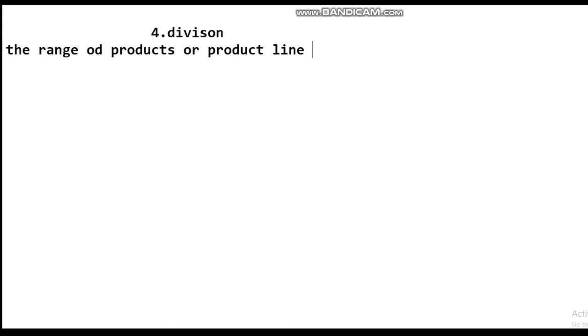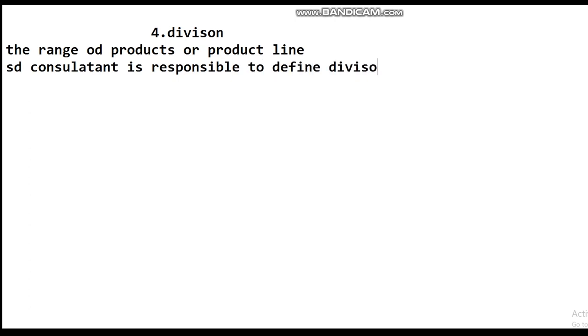So who is responsible to define a division? The SD consultant is responsible to define the division. Division is simply what products you are making in your company. Under your specialization, like you are in a clothes company, how many types of clothes you are making, jeans and traditional, etc. This is completely the product line and products.